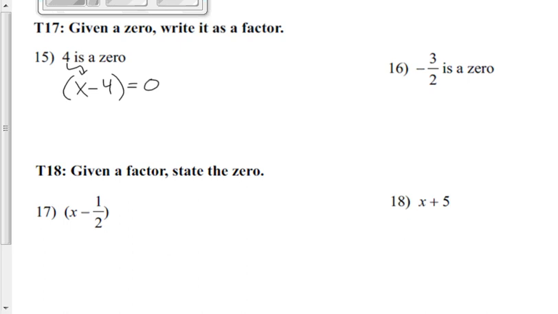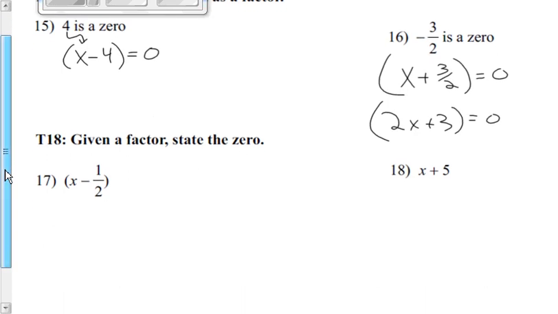to be the factor. So for number 16, if negative 3/2 is a 0, one way to write it would be x plus 3/2. That'd be a factor. Another thing you could do for something like number 16 is if you multiply everything by 2, you'd get 2x plus 3. That would also be a factor that produces negative 3 over 2 as a solution.